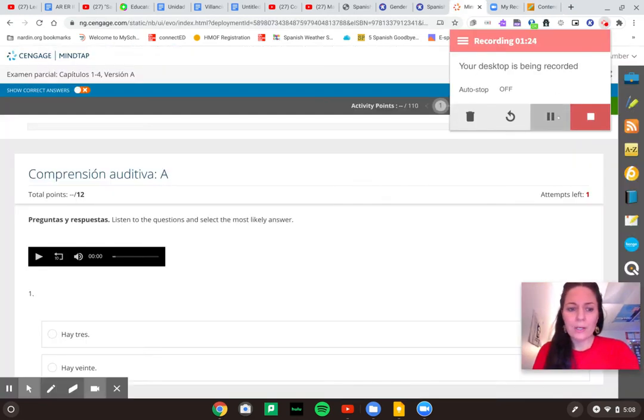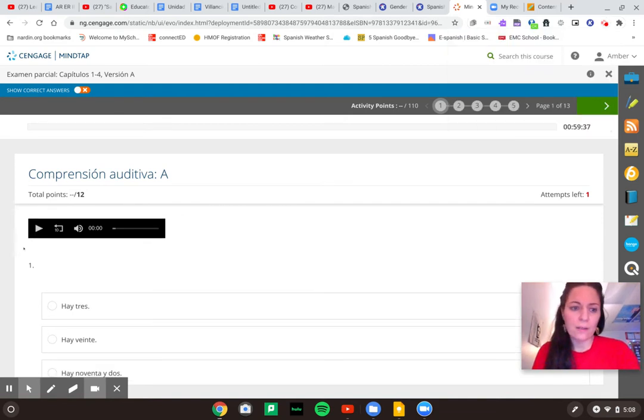What I'm going to do here is just play one question from each of the sections so you know what to study. This is going to have all the vocabulary from capítulos 1, 2, 3, y 4. So you want to make sure that you study that vocab and you're familiar with it. So let's just play number 1. Oops.